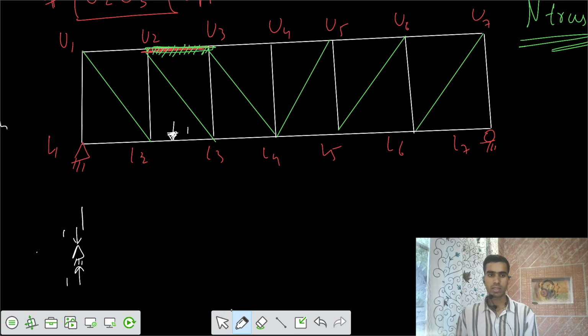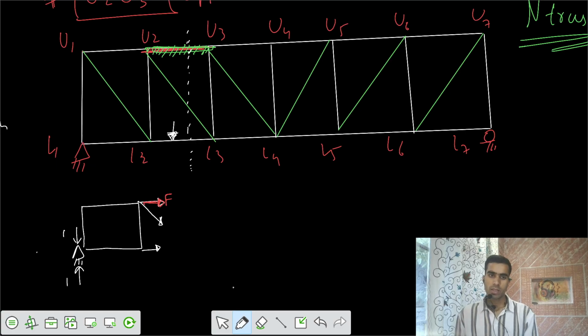If I cut the section in such a way that the calculation of that member force would be easy, I am left with this section. There would be some force in this one, some force in this one also, and some force in this one also. Our unknown, out of these three, I would say there is an unknown F in this one.